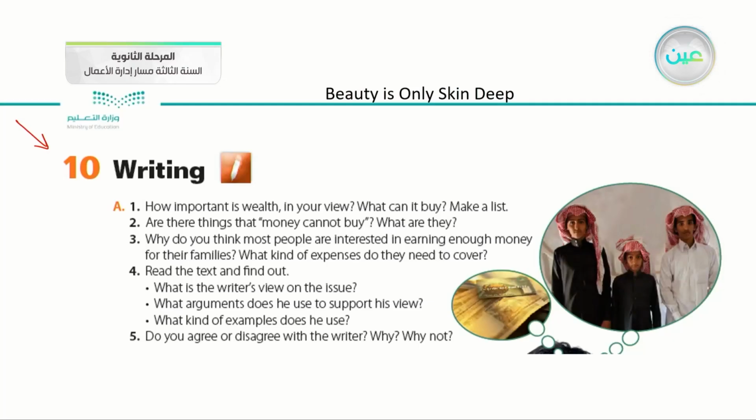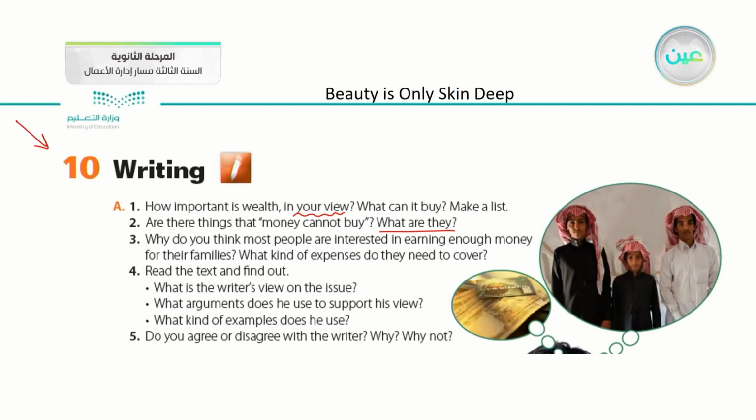The first one is, how important is wealth in your view? So here we're talking about your view. We're not talking about anyone else's view. So this is regarding your own view. What can it buy? And make a list. Number 2, are there things that money can't buy? What are they? We all know that money buys a lot of things, but there are things that money can't buy. What are these things? You can make a list if you want.